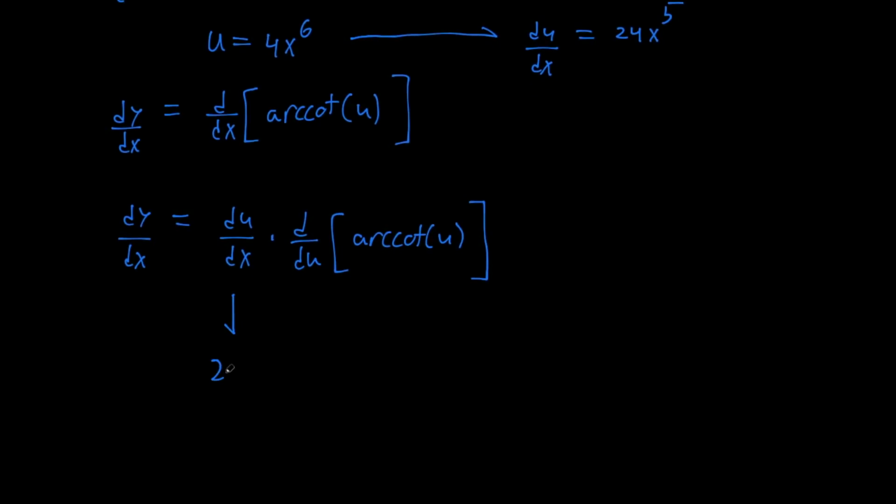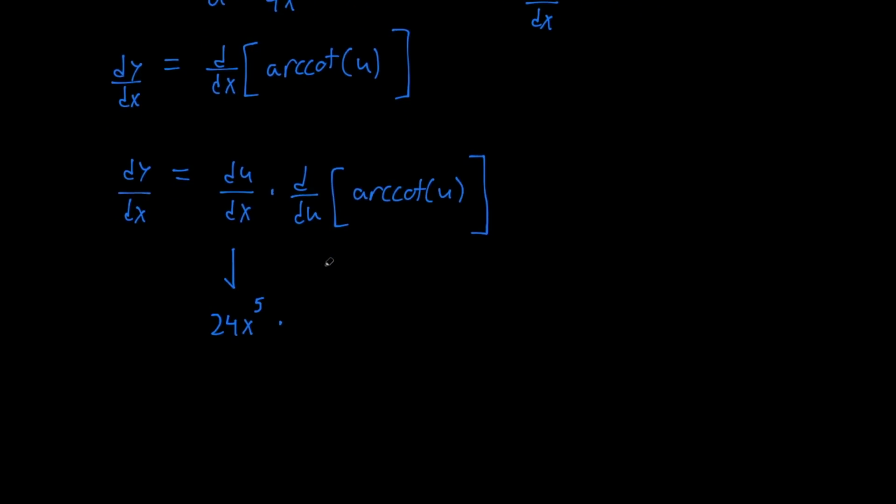We have du/dx equals 24x to the fifth times, we already worked out in the main derivation video for the derivative of arc cotangent, that this derivative is going to be equal to -1 over x squared plus 1, but it's a u in this case because we're taking the derivative of arc cotangent u with respect to u, so it's -1 over u squared plus 1. And don't forget this.